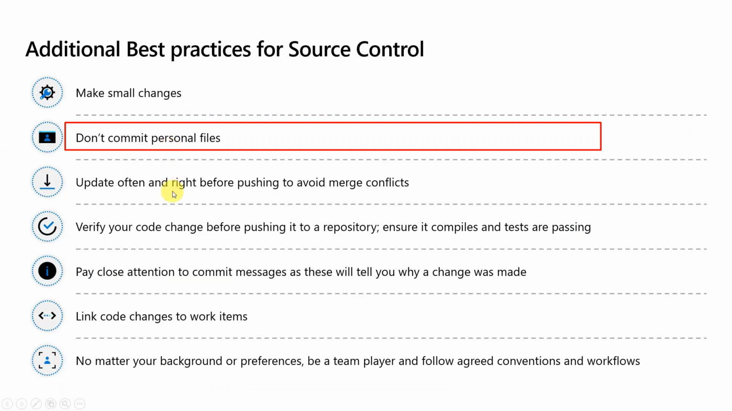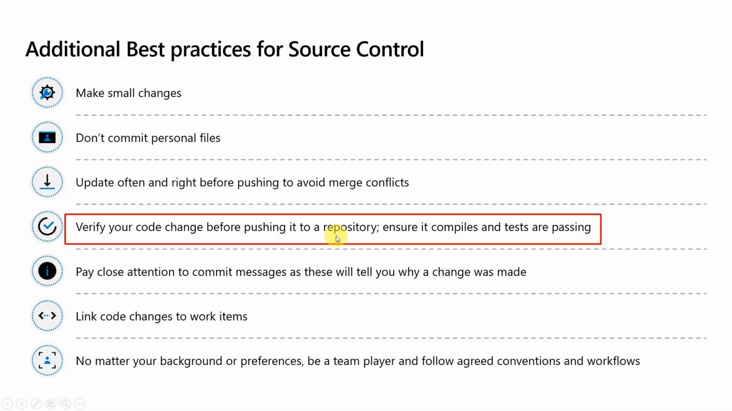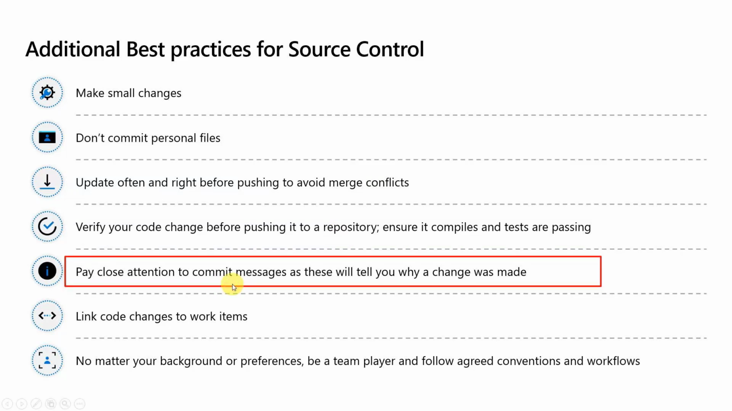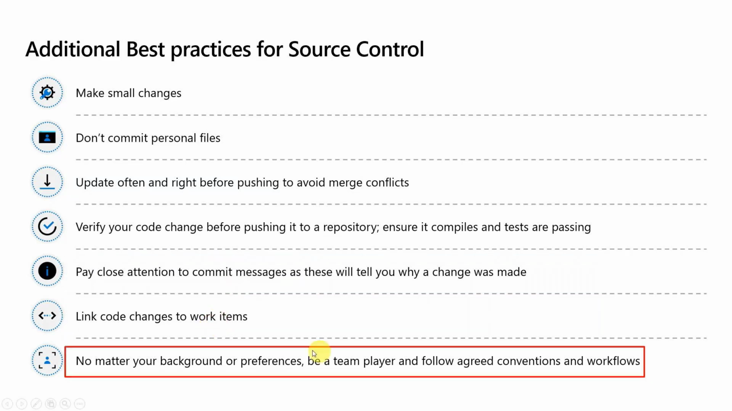So always raise PRs immediately, get them approved to avoid merge conflicts. Double check before you raise a PR. Ensure that there are no problems. And always pay close attention while creating commit messages, so that everybody can understand what each commit contains. It's a good practice to link work items, and always be a good team player and follow the agreed conventions and workflows.